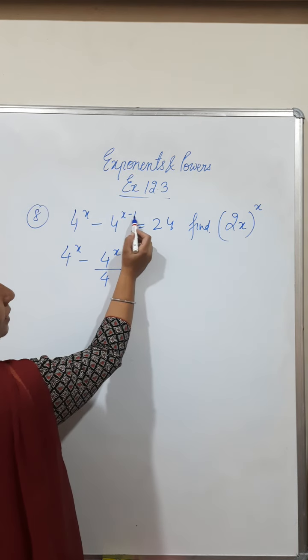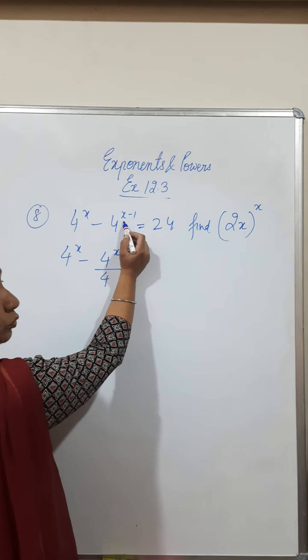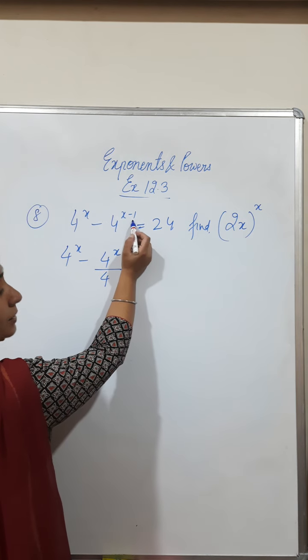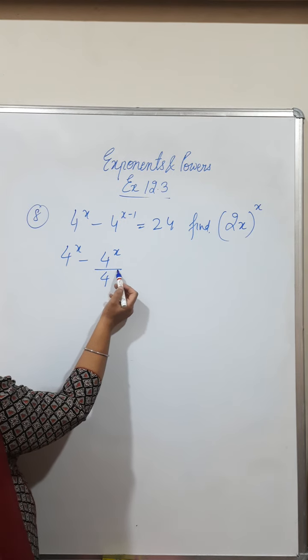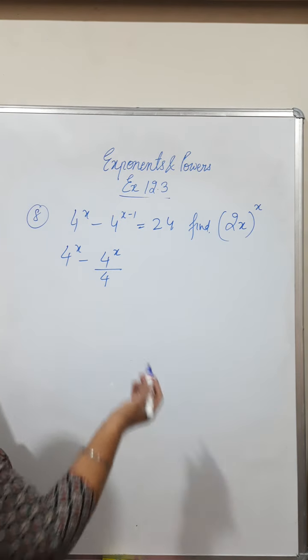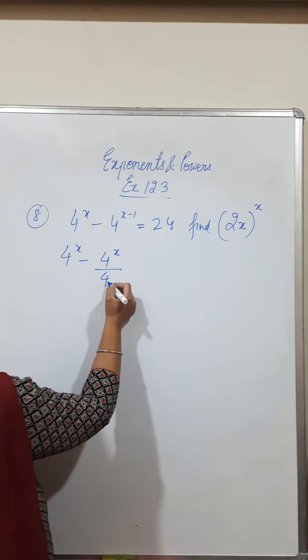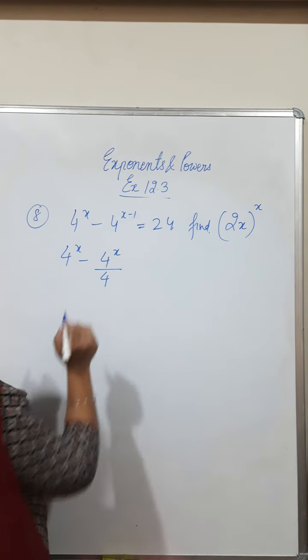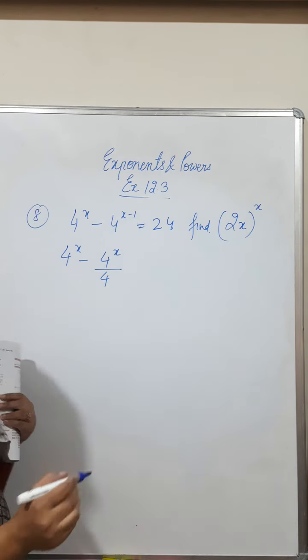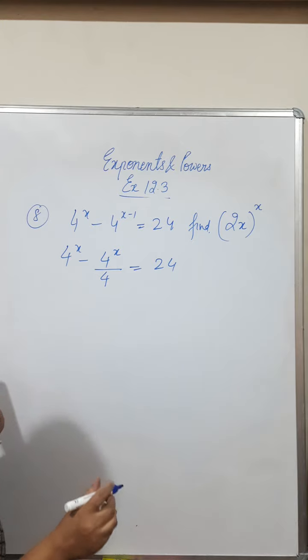Why? Because here it is minus 1. And you know that the powers are subtracted when we divide the base. When the bases are the same and there is a divide sign, then only the powers are subtracted. So that is why 4 is in the denominator, and when it goes in the numerator, we have got this x power minus 1. 4 x minus 1. And this is equal to 24.